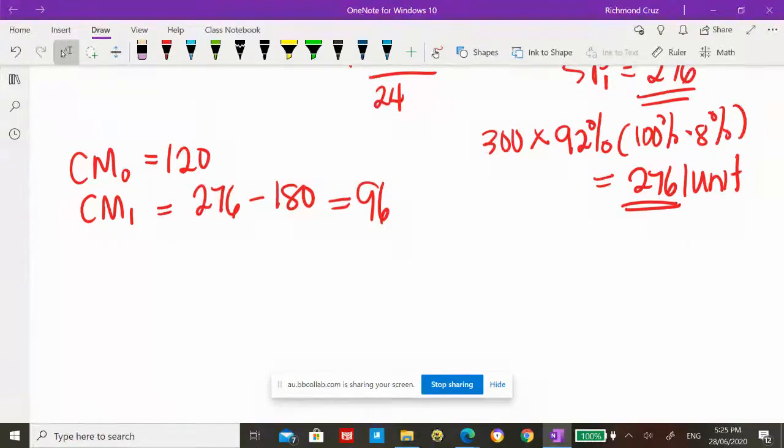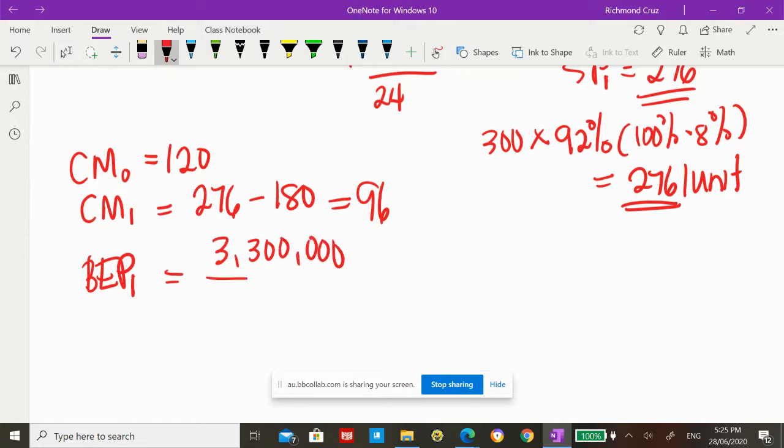So, what do you think? Ano kaya mangyayari dun sa break-even point? So, let's try to compute. So, ito yung break-even point. Gawin natin 1 kasi new. So, this will be 3,300,000. I-divide ko ng 96. So, dito pala, alam nyo na kung ano mangyayari doon sa break-even point. So, syempre, tataas yan. Kasi magbabago yung denominator natin, nag-decrease kasi. So, 3,300,000 divided by 96, that will be 34,375 units.